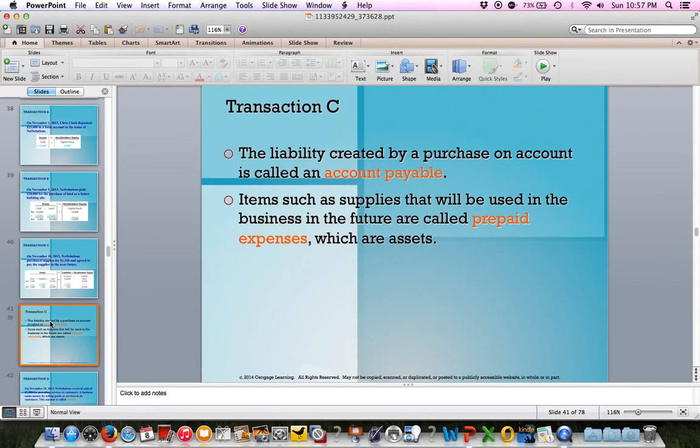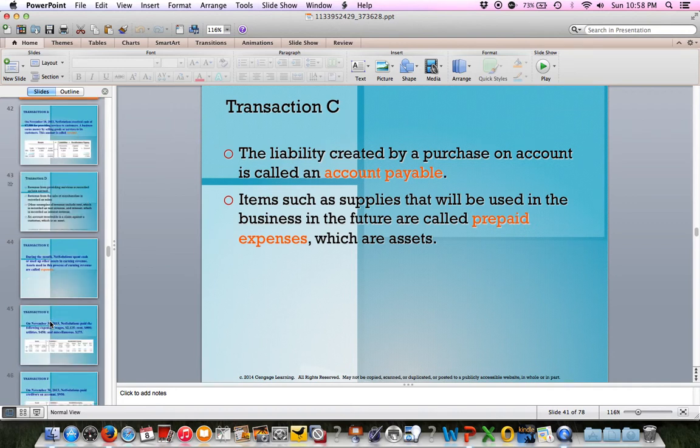And so that was called an account payable. Okay, so we owe somebody external. We take an asset now, we pay for it later. It's called an account payable. Items such as supplies that we will be using in the business in the future are called prepaid expenses, which are assets. So basically we buy the supply now, we prepay for it, and we'll use it up later, and as we use up supplies, they turn into expenses.